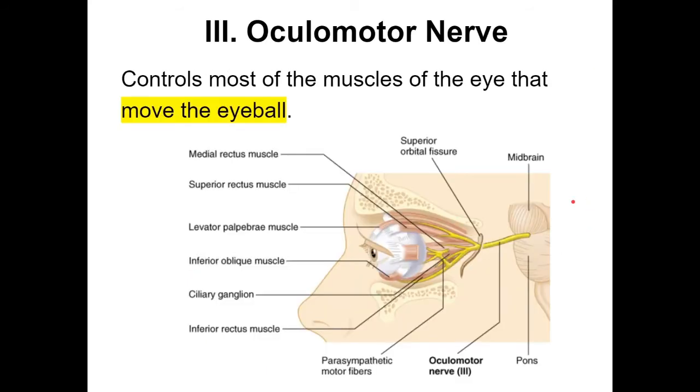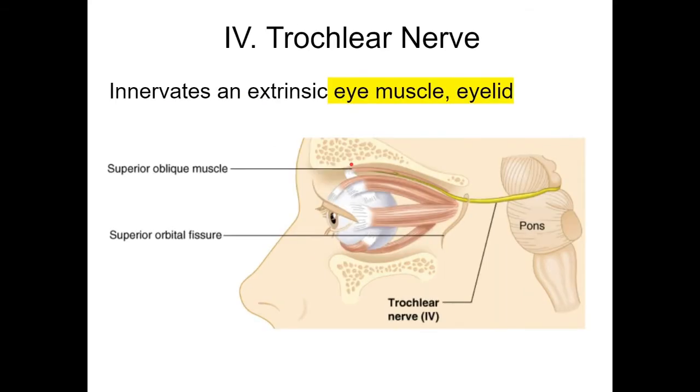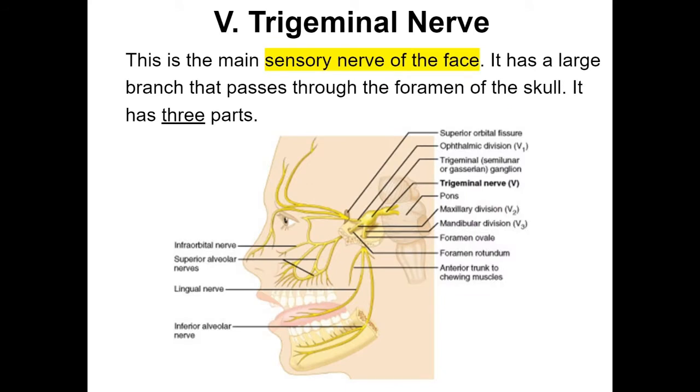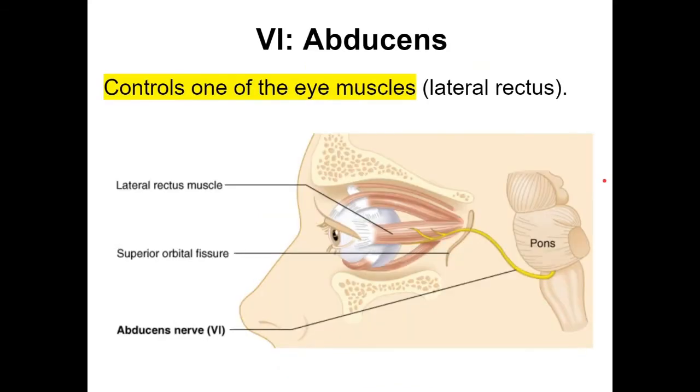The oculomotor nerve refers to muscles that control the movement of the eyeball. So oculo is referring to eye, motor means to move, so it's movement of the eye. Next you have the trochlear nerve. It is involved with some more of the eye muscles and the movement of the eyelid, so blinking. Next you have the trigeminal nerve. This is the main sensory nerve of the face. This goes through the nose, the jaws, the forehead, those areas. Next you have the abducens, which controls one of the eye muscles.